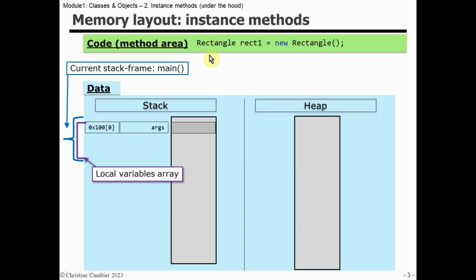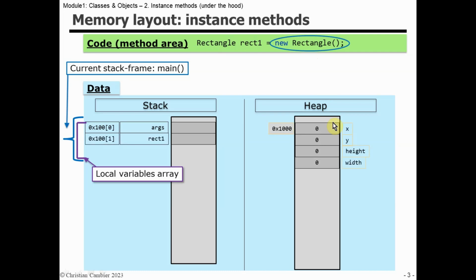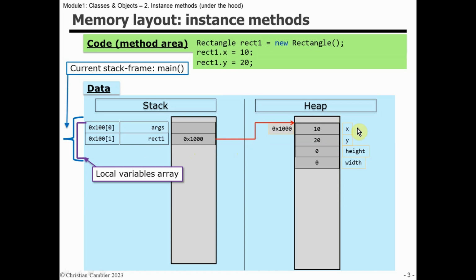First of all, the declaration of the reference variable rect1 on the stack. Then the creation of the object on the heap with default values for x, y, height and width of 0, located at a fictional address 1000, and the assignment results in rect1 having the address of the object, so rect1 refers to the object on the heap. Then rect1.x, so the x field receives a value of 10, the y field the value of 20, height value of 100, and width value of 200.